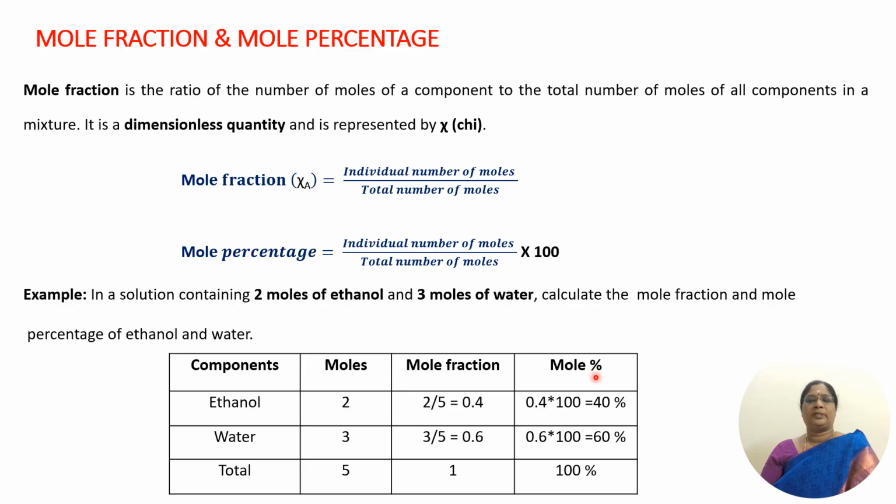Next, mole percentage, we know the formula. It's a multiplication of mole fraction into 100. That is for ethanol, 0.4 into 100, it's 40%. And for water, it's 0.6 into 100, it is 60%. The total is equal to 100%. So the mole fraction is defined as the individual number of moles by total number of moles, and mole percentage is the mole fraction into 100.